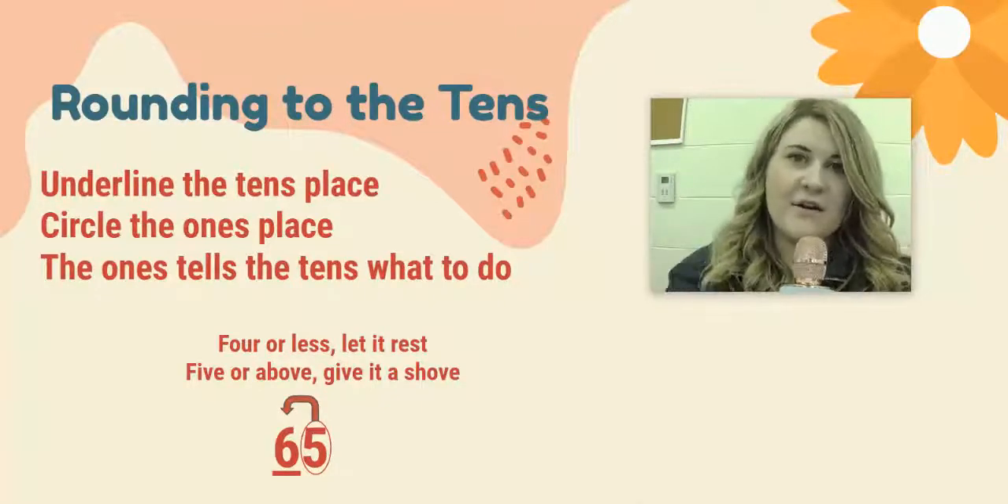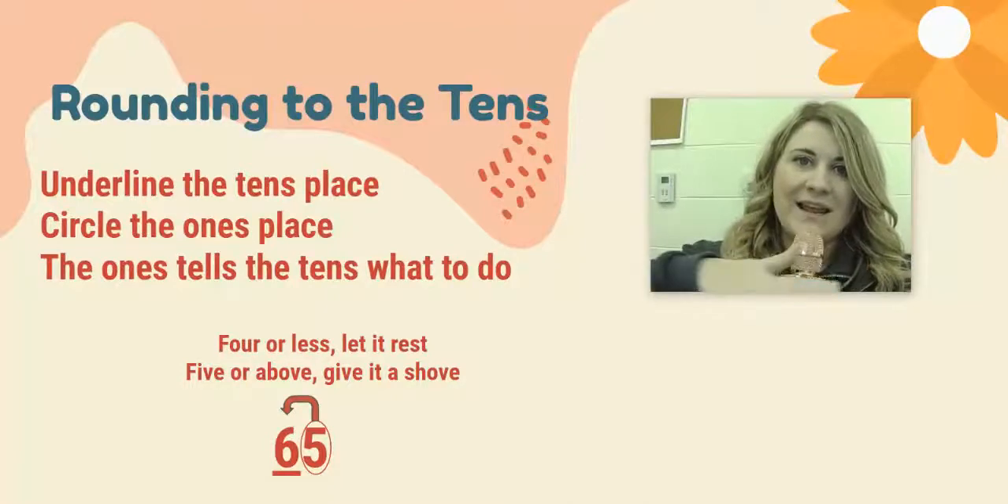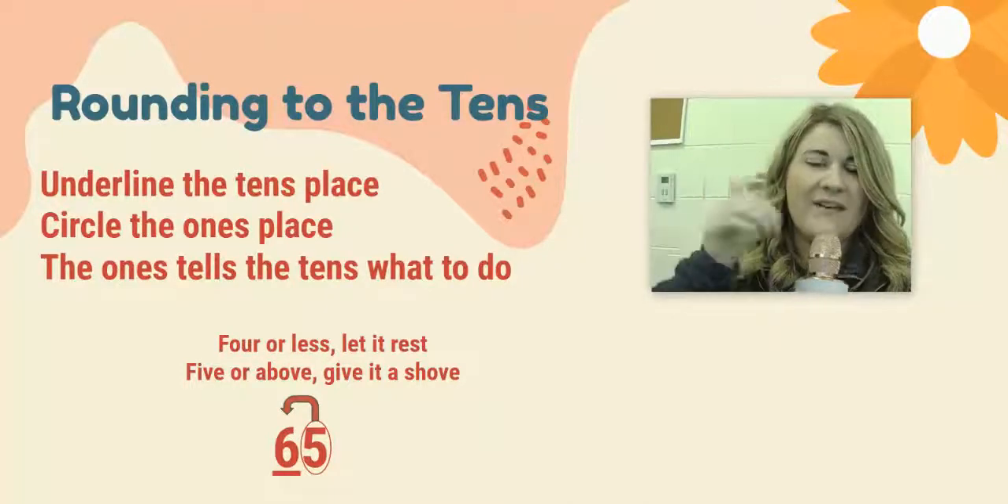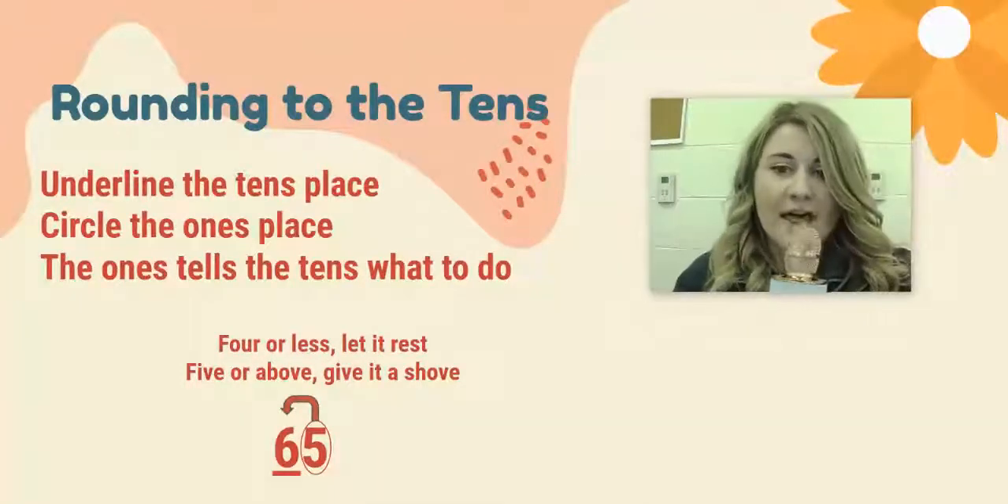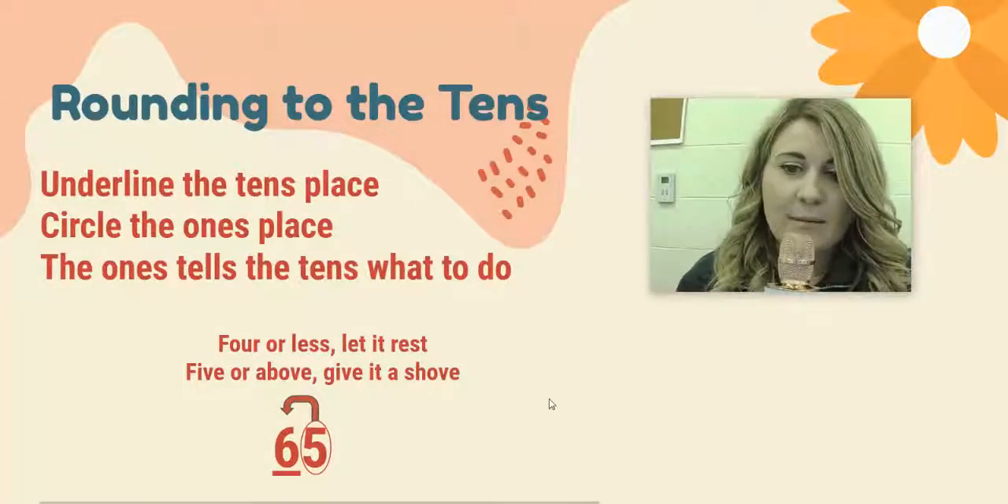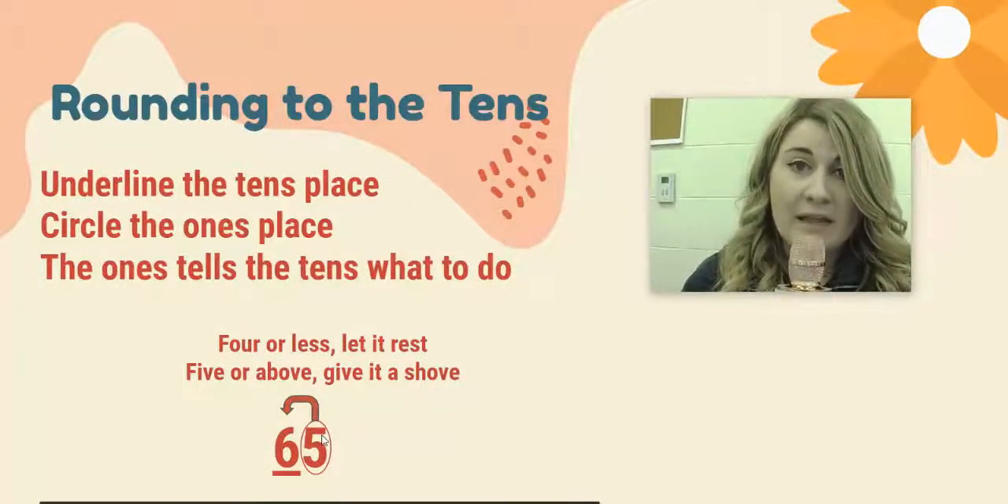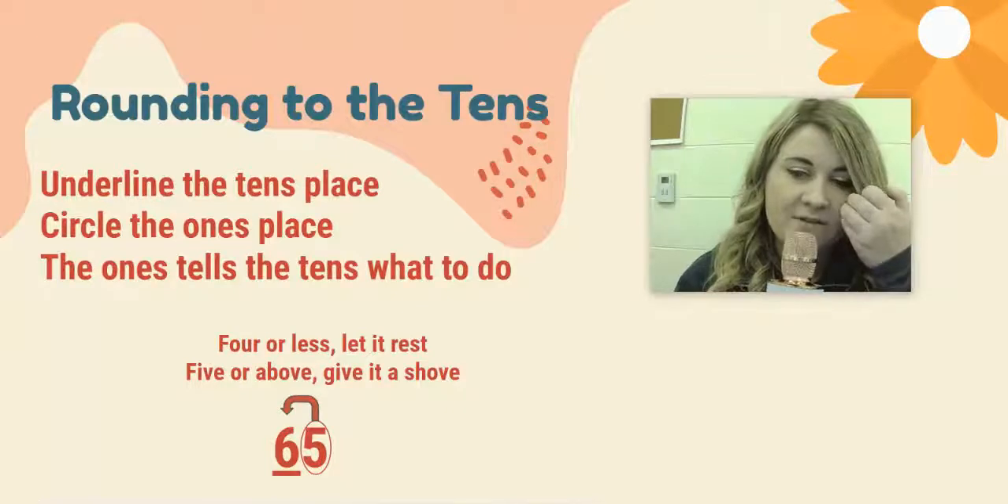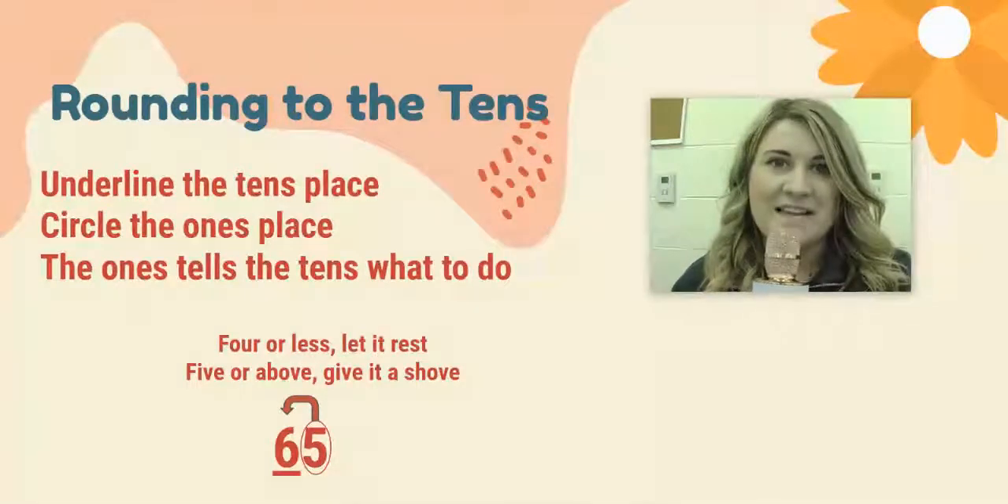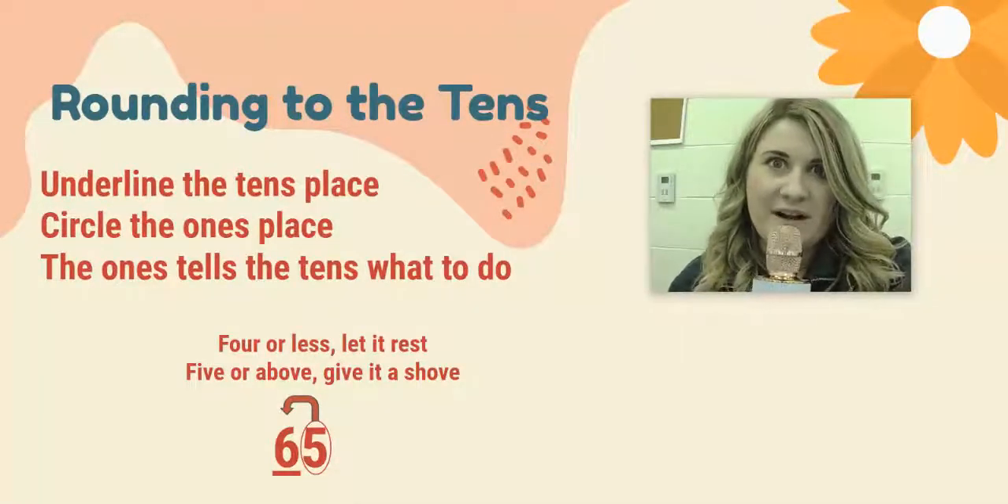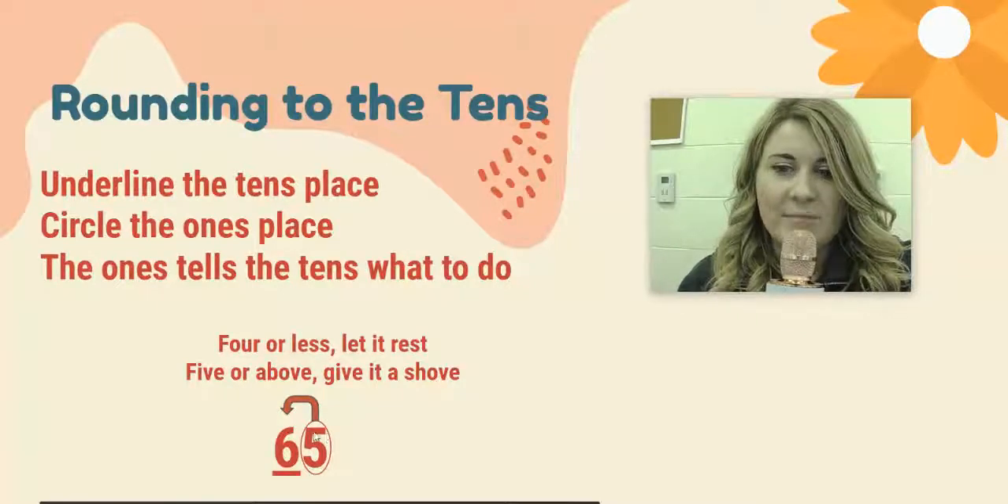Remember our chant, 4 or less, let it rest, 5 or above, give it a shove. That means if the circled number is 4 or less, it's going to let the underlined number rest. If the circled number is 5 or above, it's going to tell the underlined number to shove up to the next number. So here we have a 5 circled, and the 5 is the BFF telling him what to do. The circled number is very bossy and tells the underlined number what to do.